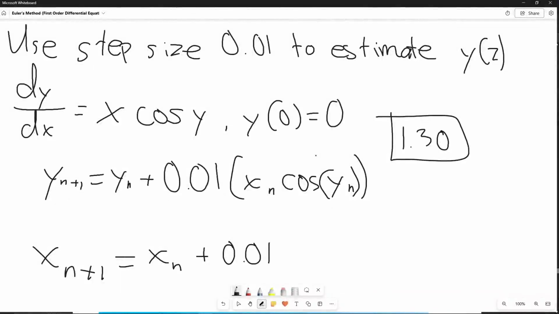So everything that I explained in this video and all of the problems that I went through should give you a good introduction on how to use Euler's method to approximate solutions for differential equations.